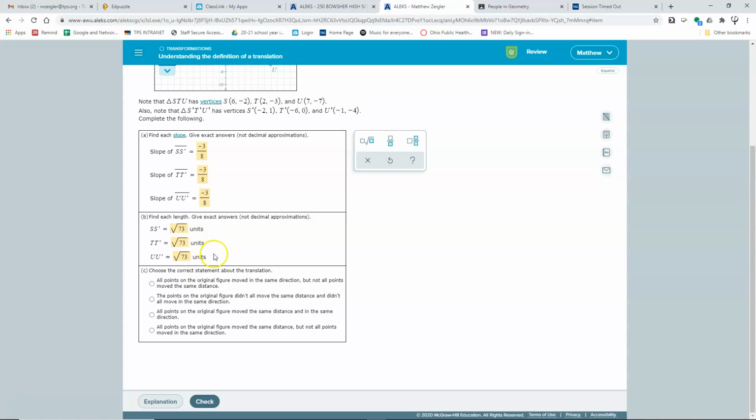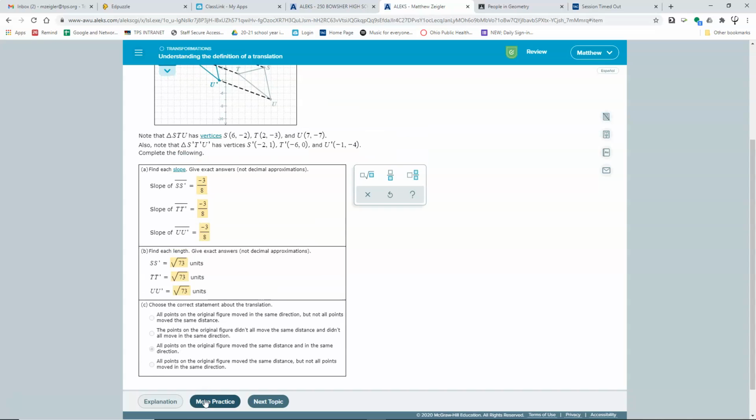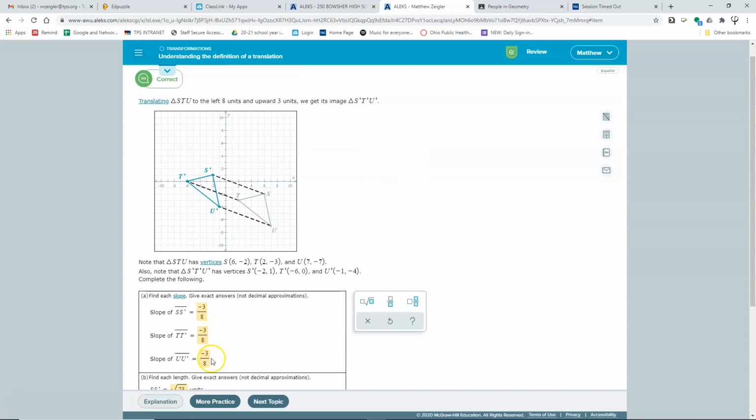And then we got to pick the correct statement. Let's see, all points in the original figure moved in the same direction, but not all points moved the same distance. Wrong. The points in the original figure didn't all move the same distance. Already wrong. All points in the original figure move the same distance and in the same direction. Click. Watch out, by the way. They rearrange. They have this question at the end, and it's always the same answer, but sometimes they move it around and put it in different places. So you can't always just click, say, the third box. Okay, let's do one more.